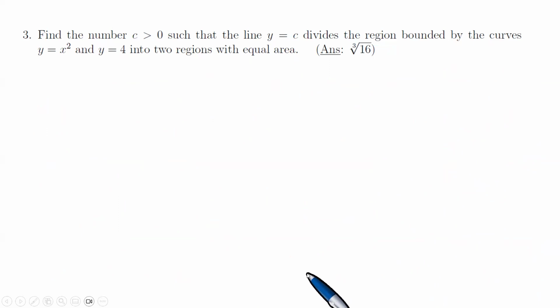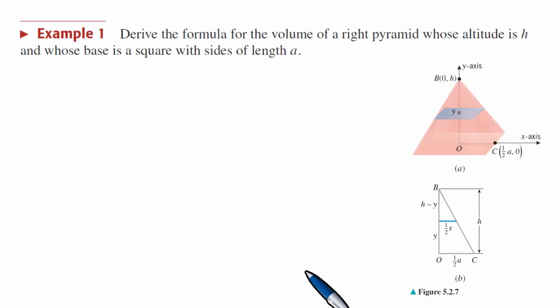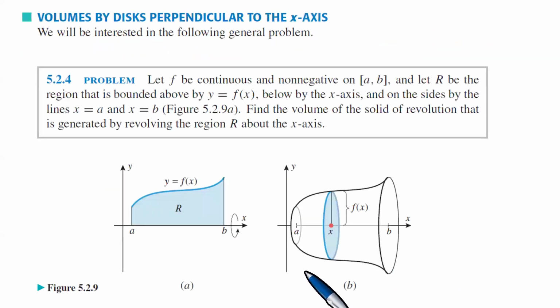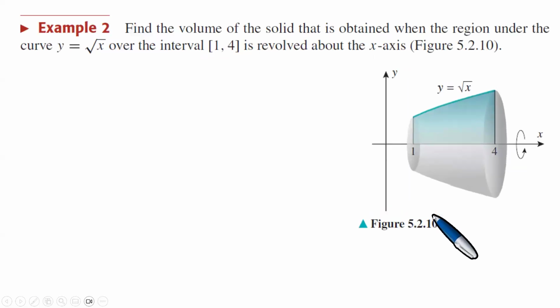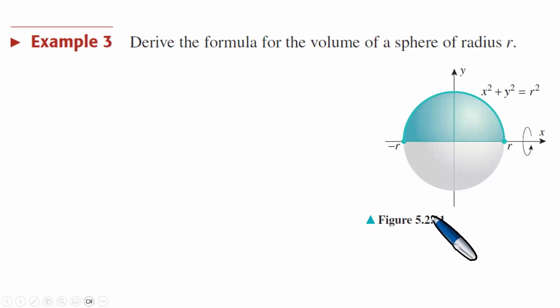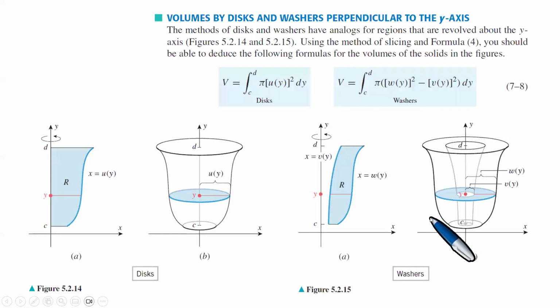Right. Obviously, you indicated that we as well need to do number 6. These are the areas, the volumes by disks perpendicular to the x-axis, the volumes of the solid. Please, you need to revise your hyperbolic functions, the derivatives of sine and cosine, but the hyperbolic functions as well.